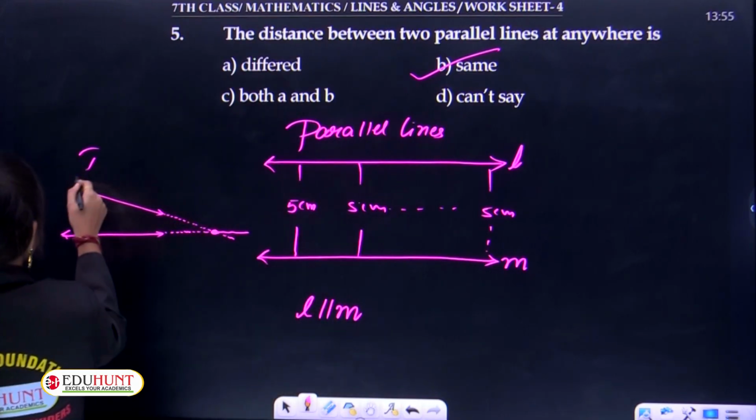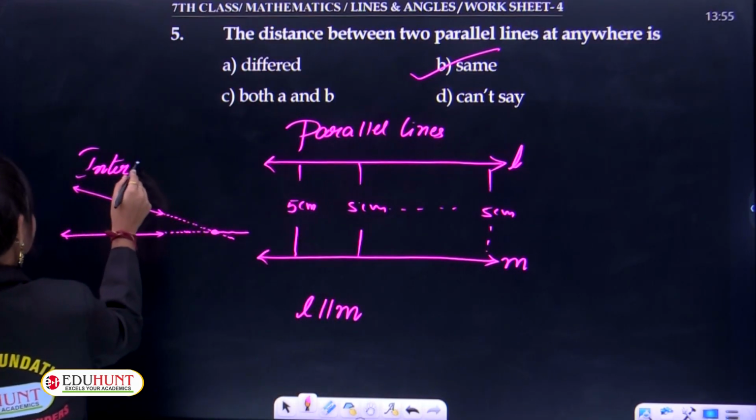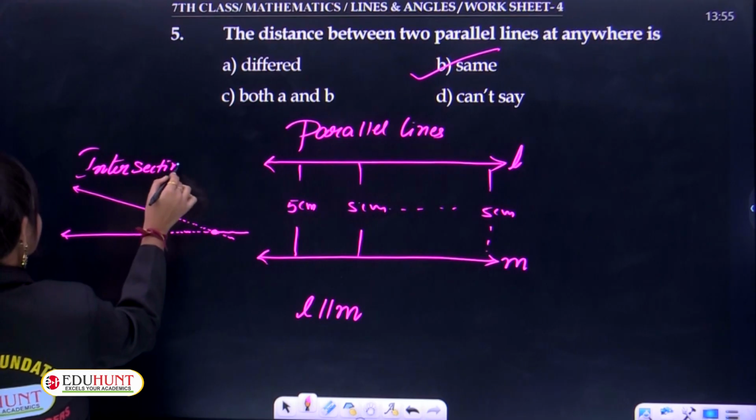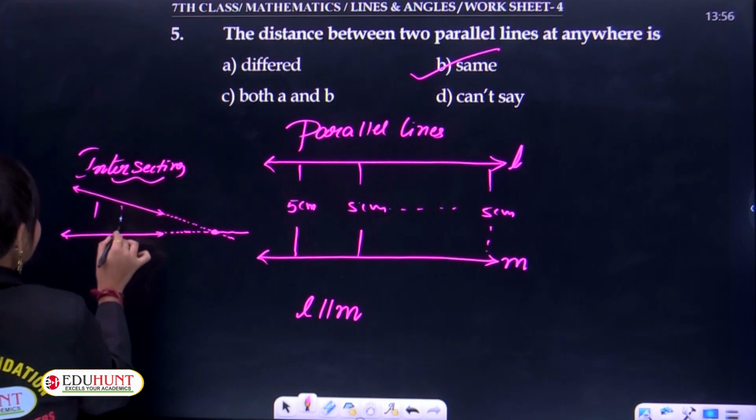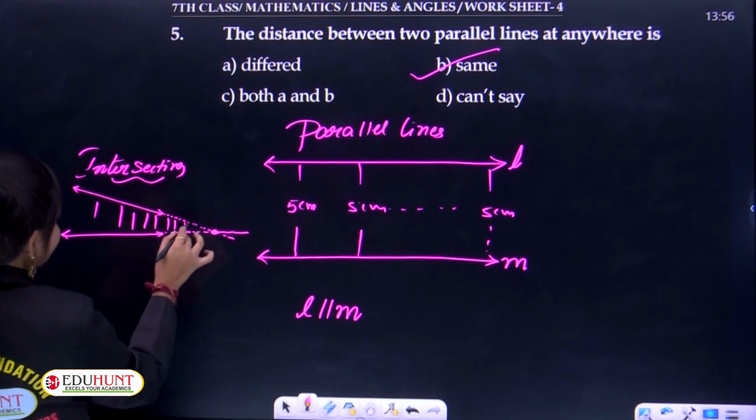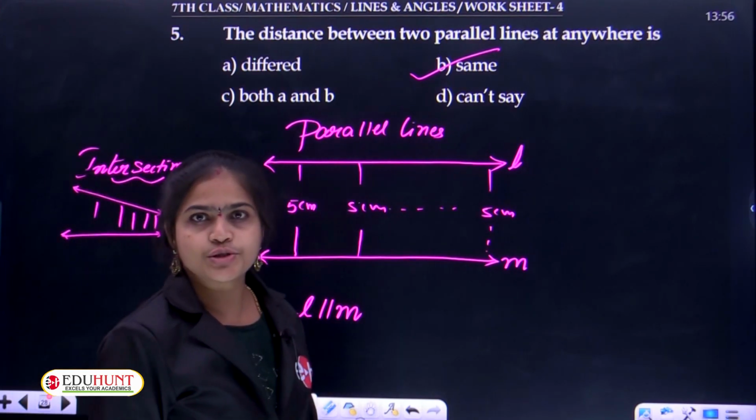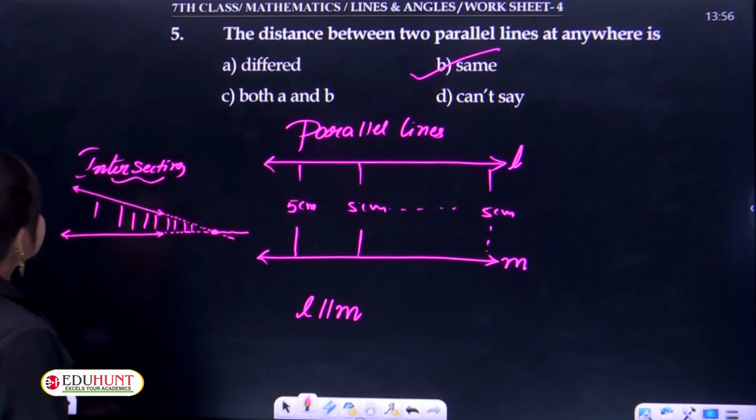and intersecting lines. Here there is a variation in the distance. Understood, ma? Yes. Next, sixth question.